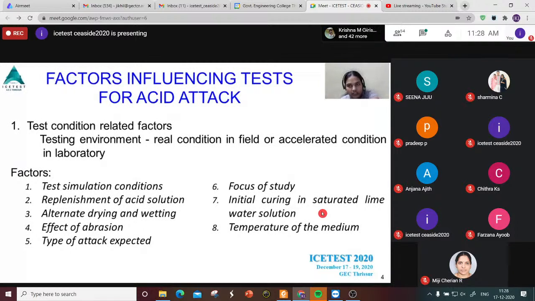If we are doing it in an accelerated condition in the laboratory, these test conditions can be accelerated by various means, such as increasing the concentration or providing greater surface area, etc. Thereby, we'll get better results in less time. More results can be obtained, so it is preferred by researchers. These are the factors. Let's see each in detail.